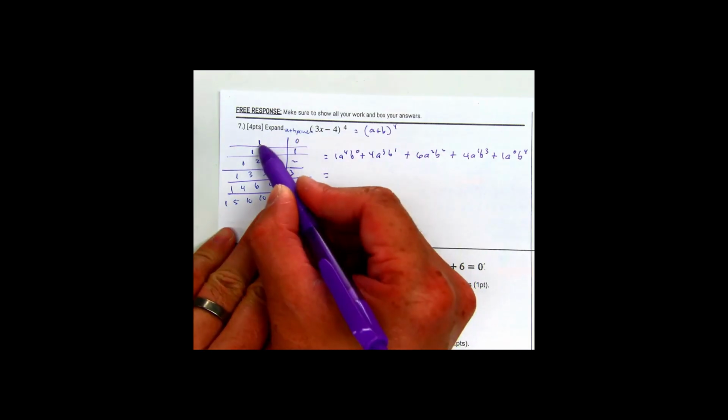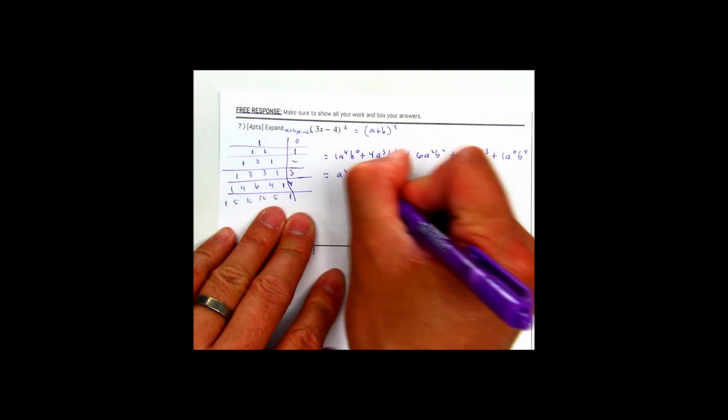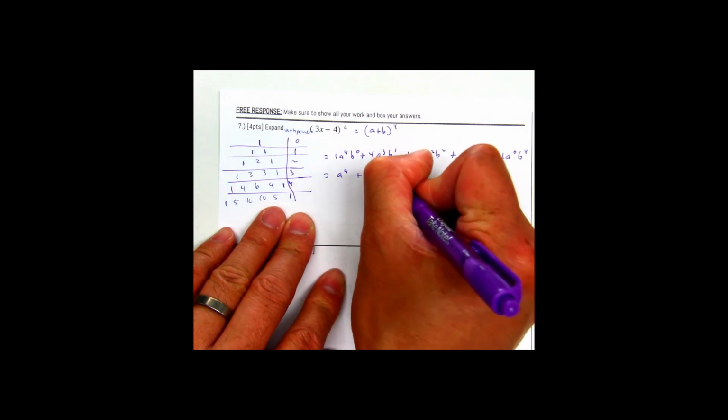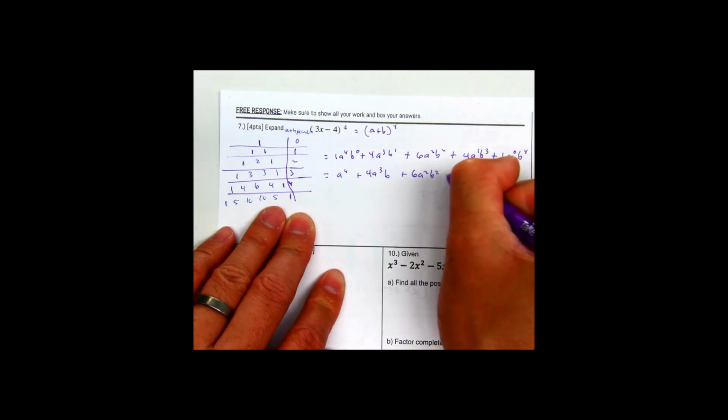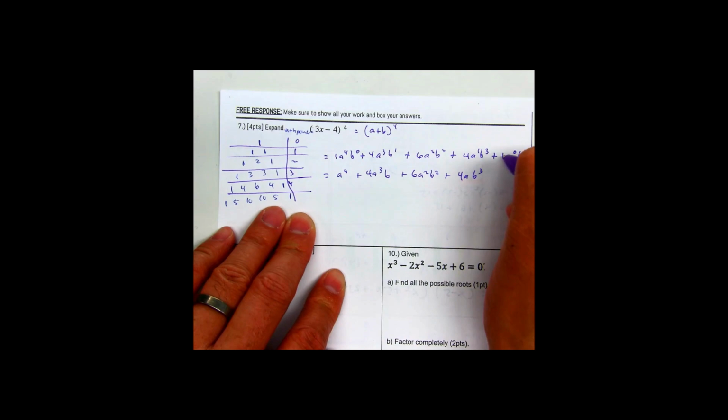So you have a to the 4th plus 4a cubed b plus 6a squared b squared. This is 4a b to the 3rd. Remember, you don't have to write the 1. You don't have to write this a to the 0, so it's just b to the 4th. If you got to this point right there, that's 2 points.